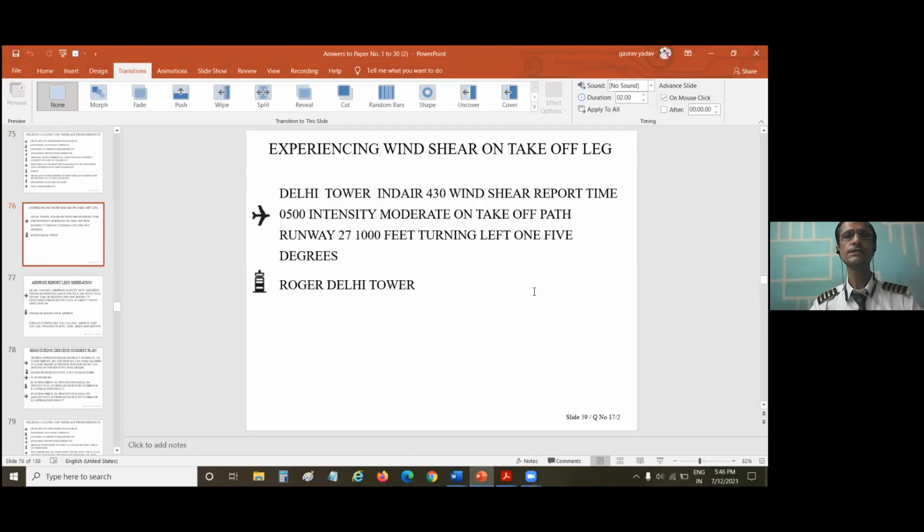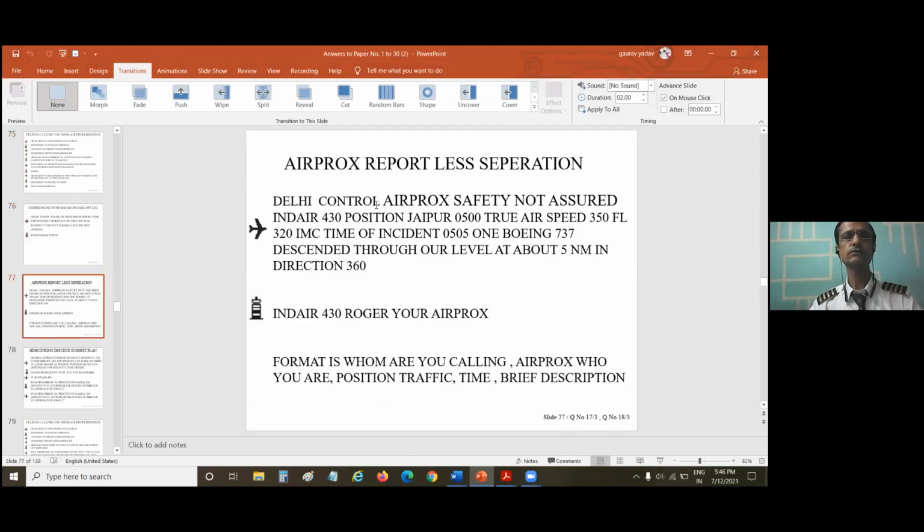So when you look at the answer, it has to say Delhi control, air prox. Just say Delhi control first. You are calling Delhi control. So Delhi control, air prox. The word air prox should always be said whenever we are giving an air prox situation transmission to the ATC. The first spoken word is air prox. Air prox, safety not assured. You are telling him safety not assured. That means you are not sure of your safety. Why?